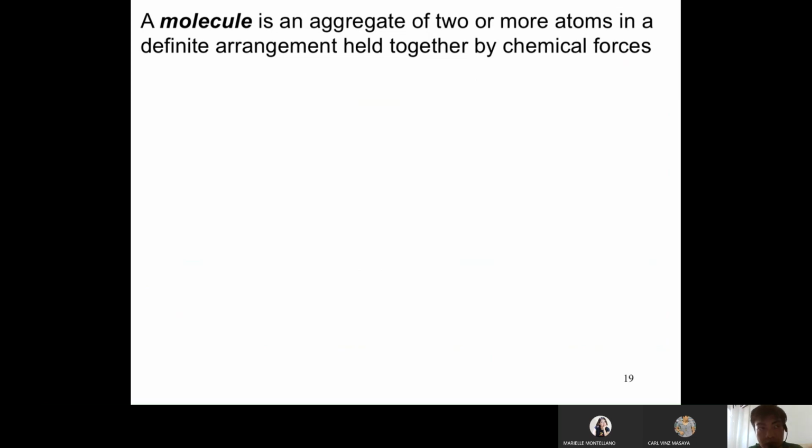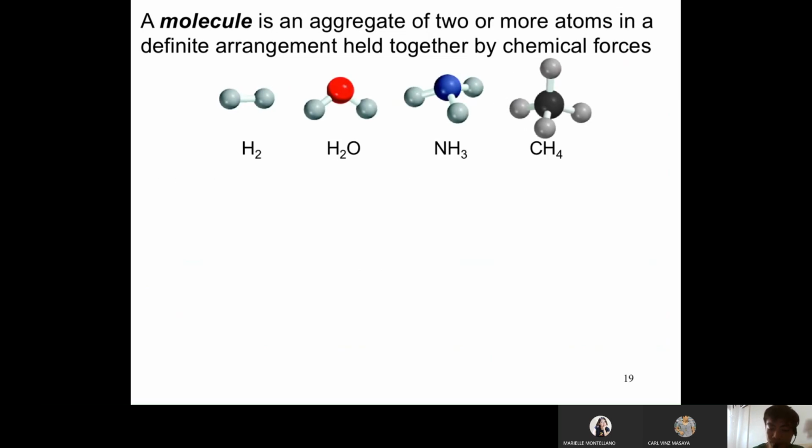So, ano yung mga atoms na pwede? Pwedeng same element, pwedeng different element. Okay. For example, we have hydrogen gas, or H2. So, ang H2 natin or hydrogen gas, that is a molecule of two hydrogen atoms bonded together. Ang water naman, that is a molecule of one oxygen atom bonded with two hydrogens. Ammonia, nitrogen bonded with three hydrogens. Methane, CH4, that is bonded with four hydrogens. So, yun. So, molecule yan.